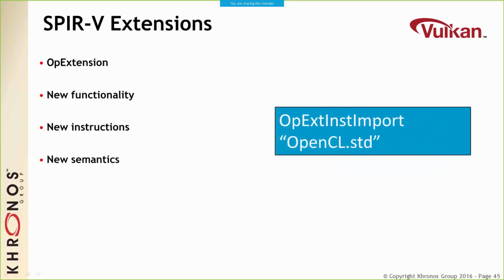The other thing is that SPIR-V is a very extensible format, so you can create op extensions. These can create new functionality, new instructions, or change existing semantics to something else. For instance, the OpenCL built-in function library is extended into SPIR-V by providing this extended instruction import. So all the built-in function libraries appear as instructions within SPIR-V, but it's enabled by this extended instruction import.